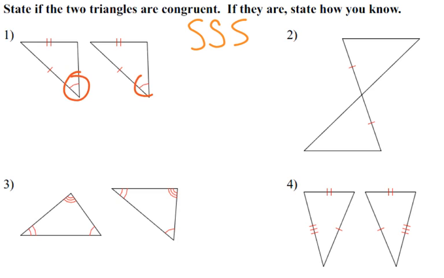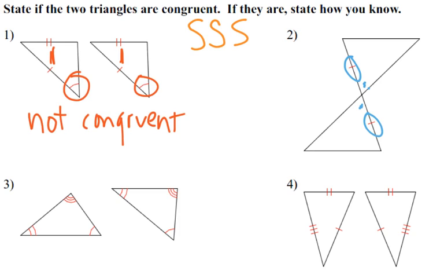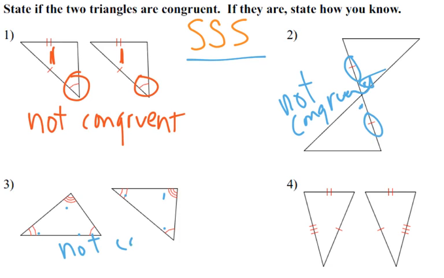So we have one angle and two sides. That tells me it's not enough information for me to say if it's congruent or not, so I have to say not congruent. Number 2, now they share an angle, or in other words have a vertical angle, but that doesn't help me. I only have one side, so again, not congruent. Number 3, I've got three angles, but I'm dealing with sides, so not congruent.